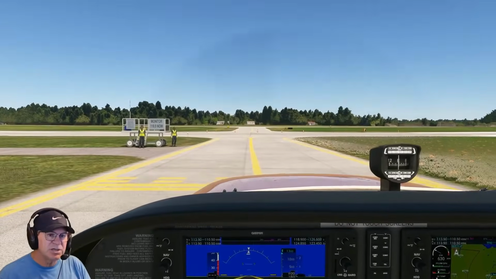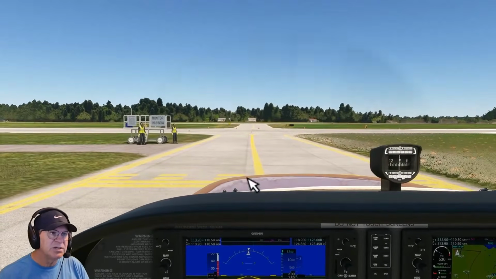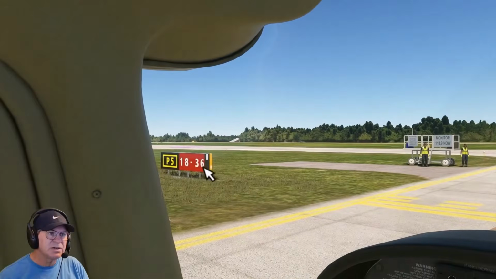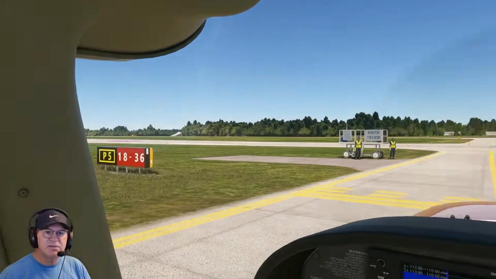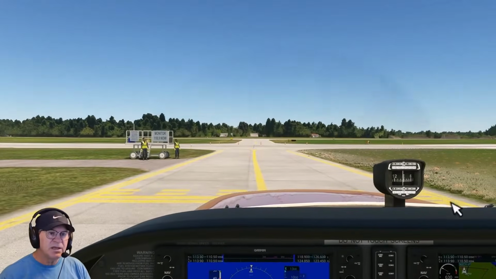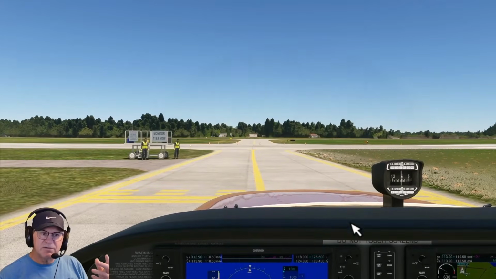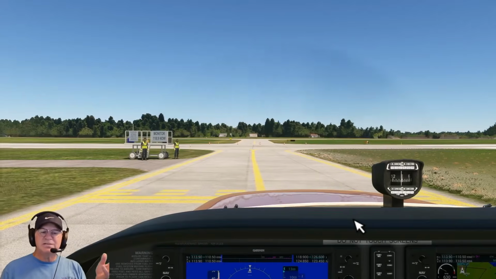118.9. Checking again, 118.9. Looking over here, I'm on the proper runway, 36, right there. I'm at Papa 5, which is the proper departure, and everything is looking good. All of a sudden on the radio, because I'm on the right frequency, I hear them say red and white Cessna to position, or something like that.